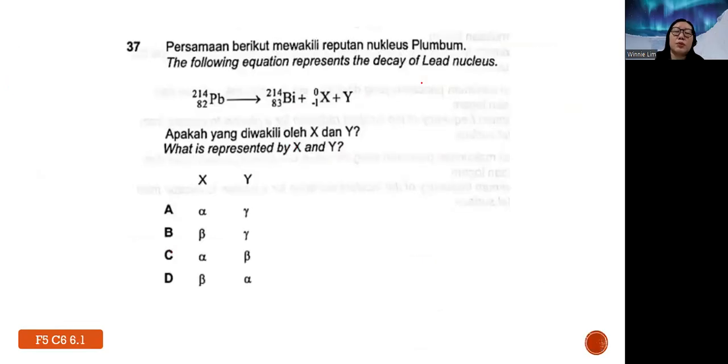37. The following equation represents the decay of a lead nucleus. What is represented by X and Y? Okay, now generally X has this nuclear notation 0, -1. So it's actually referred to as E, where it is also called an alpha particle. But why do they not have any number or nuclear number? So it's basically referred to as gamma ray. Okay, so the answer is B.